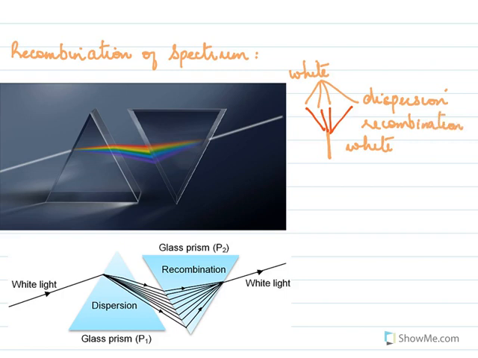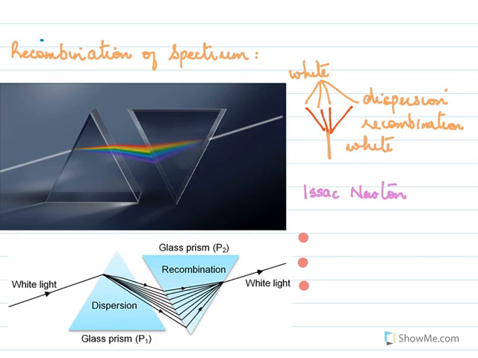Here's yet another picture of the recombination of spectrum. So we have the prism. The first prism brings about dispersion, while the next prism, here we have the other prism, brings about the recombination of the white light. This recombination of spectrum was observed by Isaac Newton.